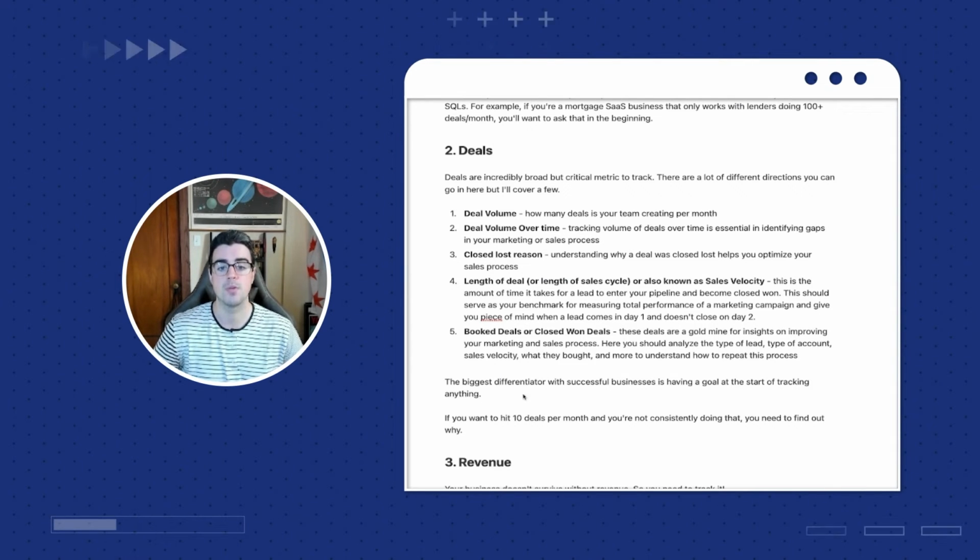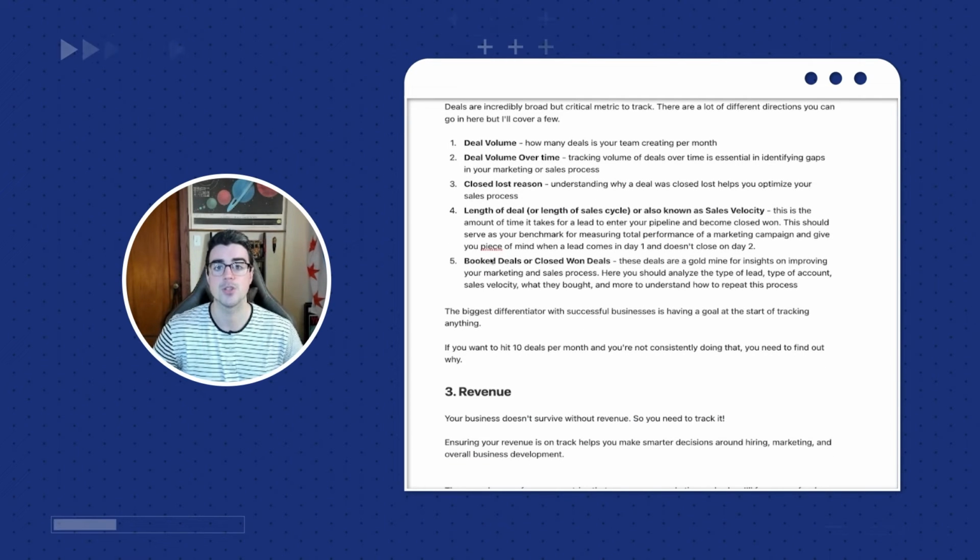Next, deal volume over time. This is tracking the volume of deals over time, and it's essential in identifying any gaps in your marketing or sales process. If you're seeing volume go down over time, you could figure out where the points of friction are within your marketing and sales process and start to improve those. Or if they're going up, you'll want to look at why things are going so well and continue to double down on it.